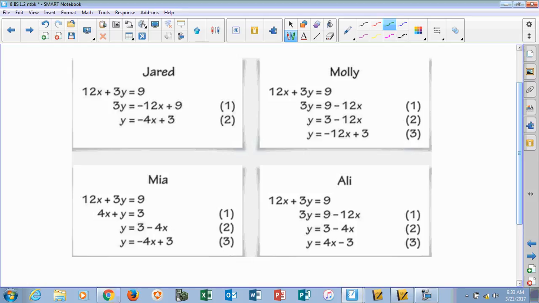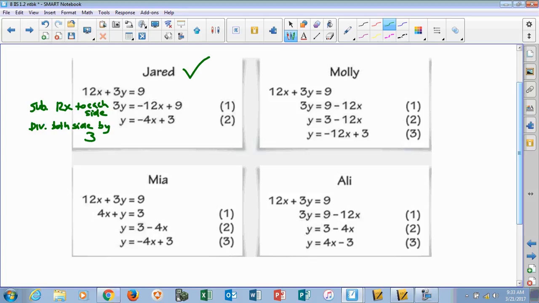So what he did is he subtracted 12x to each side, which is correct, right? And then if you notice from when he goes from step 1 to step 2, he goes to y equals negative 4x plus 3, which all he did is he divided both sides by 3. So Jared is correct.